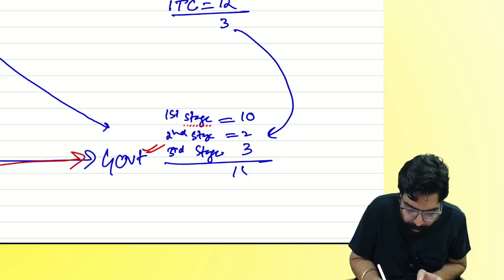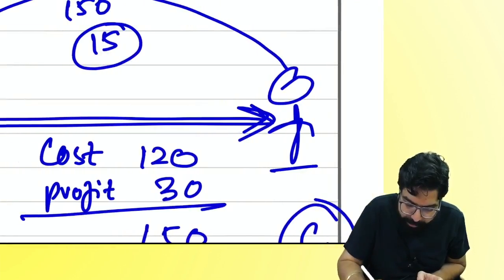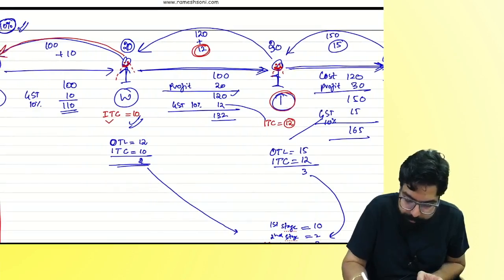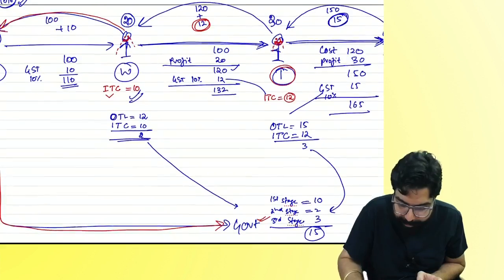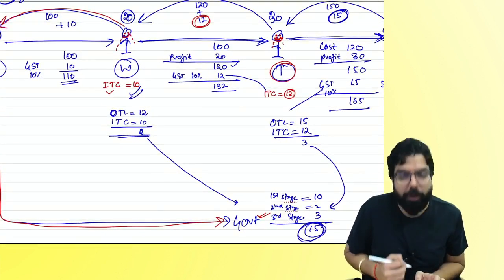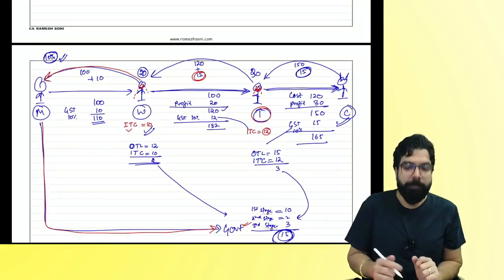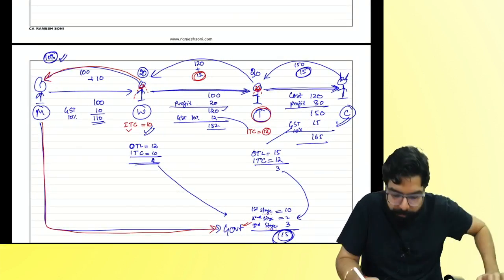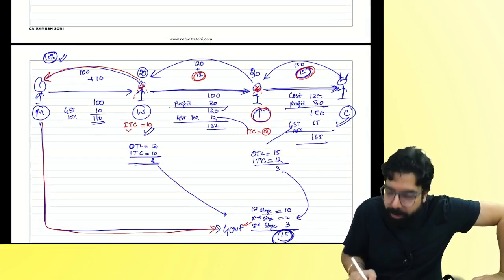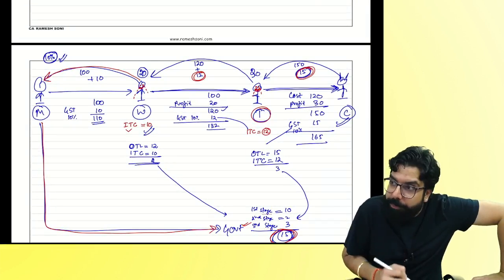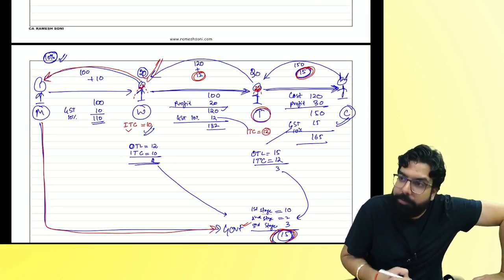Tell me one thing, how much did the government get? How much did the ultimate Bakra pay? 15 consumer paid and 15 government got. Can you see? Everyone understood this? 15 consumer paid, 15 only the government got. Is he happy? Is he happy?